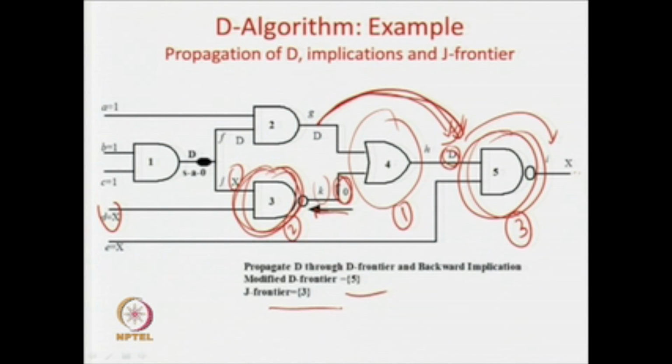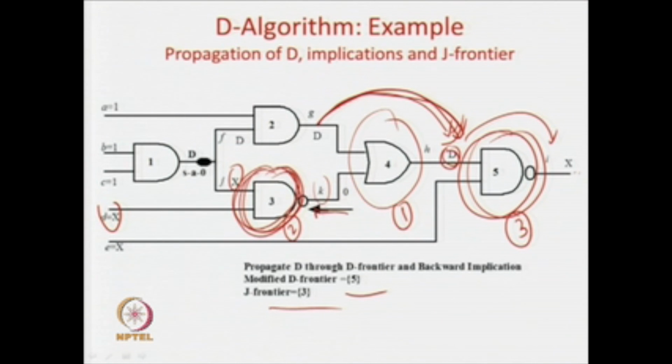Sometimes, by the strict definition that I was saying, we do not exactly call gate number 4 a J frontier. Why? Because one of the inputs is D, and only one more input is unknown. We just say that it will be a 0 by backward propagation, but one of the inputs is known, so only one more input you have to justify. So, we may not call this a J frontier in very strict terms, but even if you do it, I do not see any harm in that, because J frontiers are responsible for backward implication and D frontiers are responsible for forward propagation.